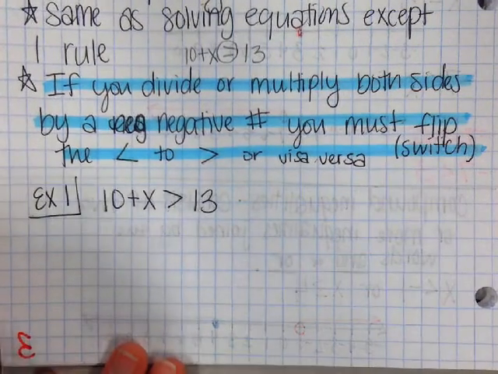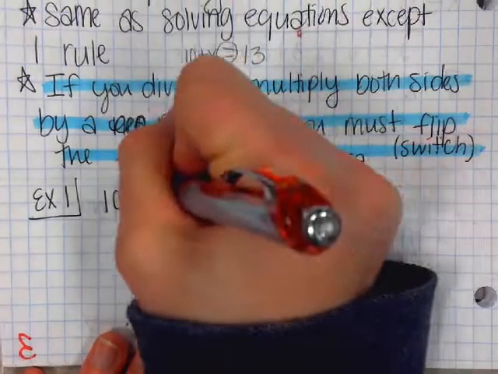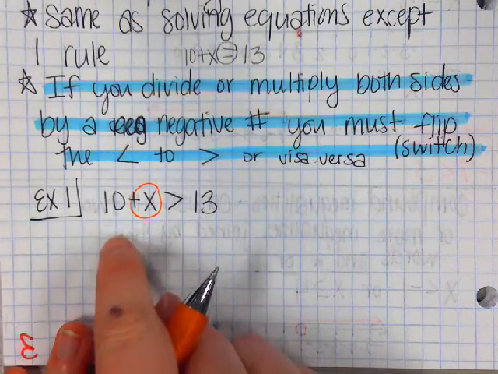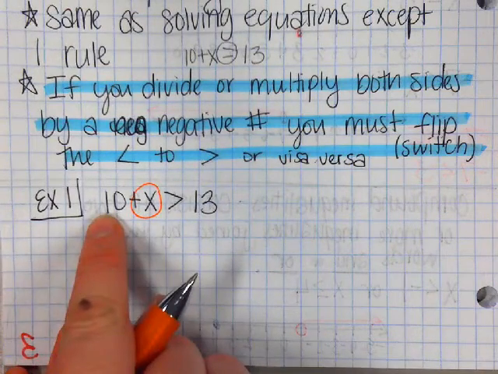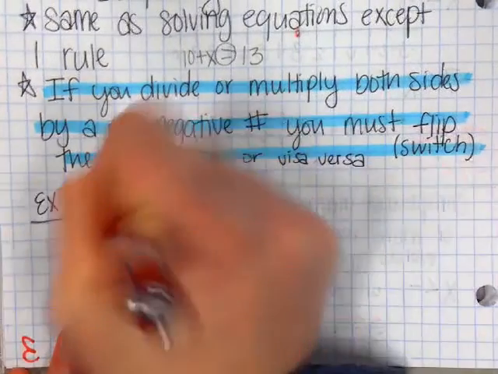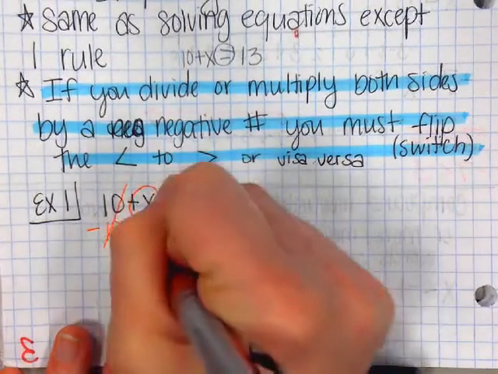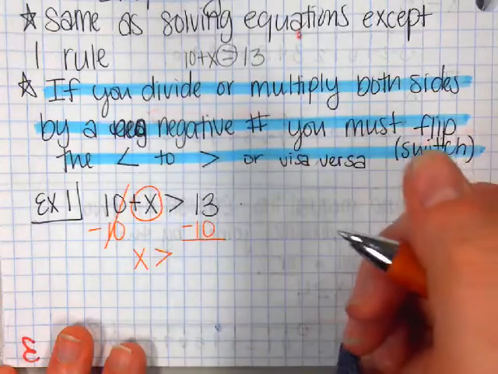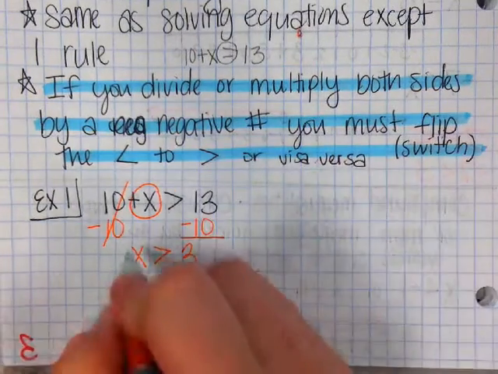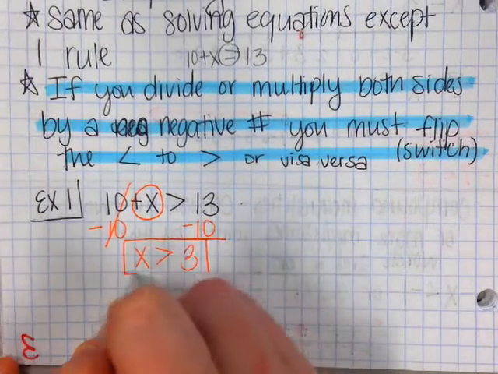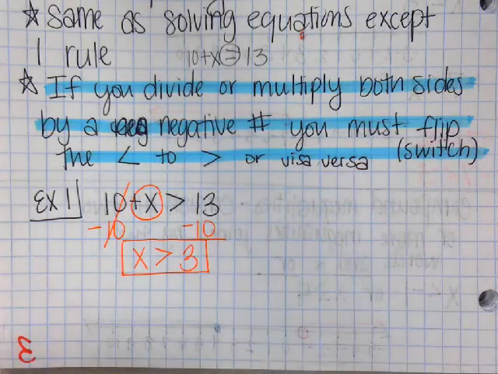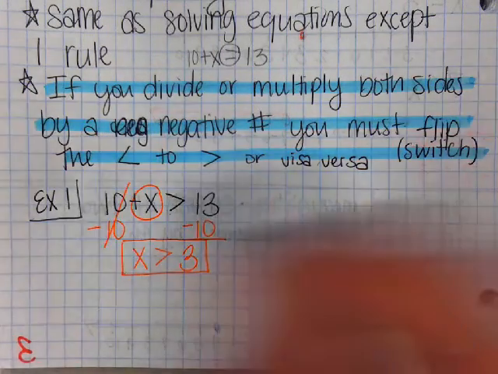So if I have 10 plus x is greater than 13, remember I always circle my variable, and that's what I'm trying to get by itself. Right now it's 10 plus x. It's a positive 10, so in order to make it cancel, I would need to subtract 10. So then x is greater than 13 minus 10, which is 3. So my answer is x can be any number greater than 3. It could be 100, it could be 4, it could be 3.5. Any number as long as it is greater than 3.